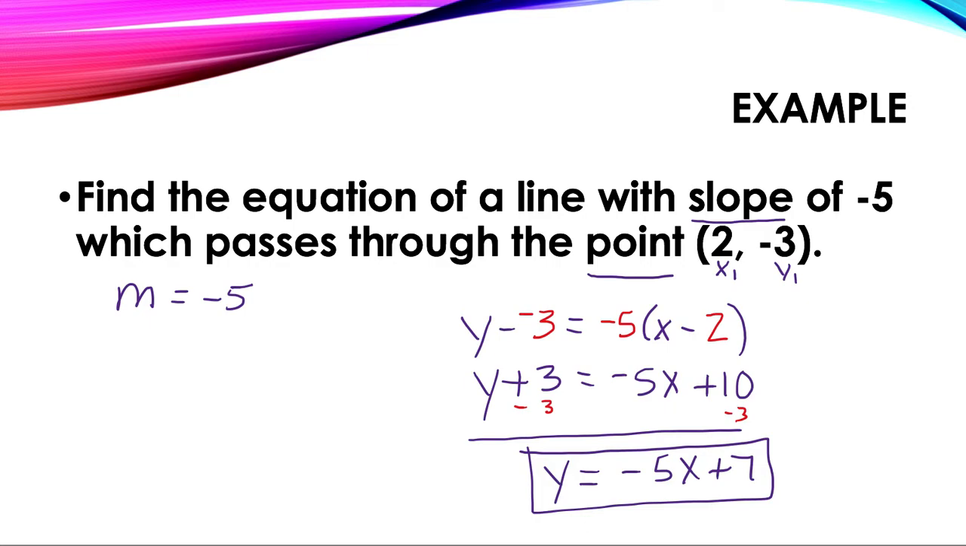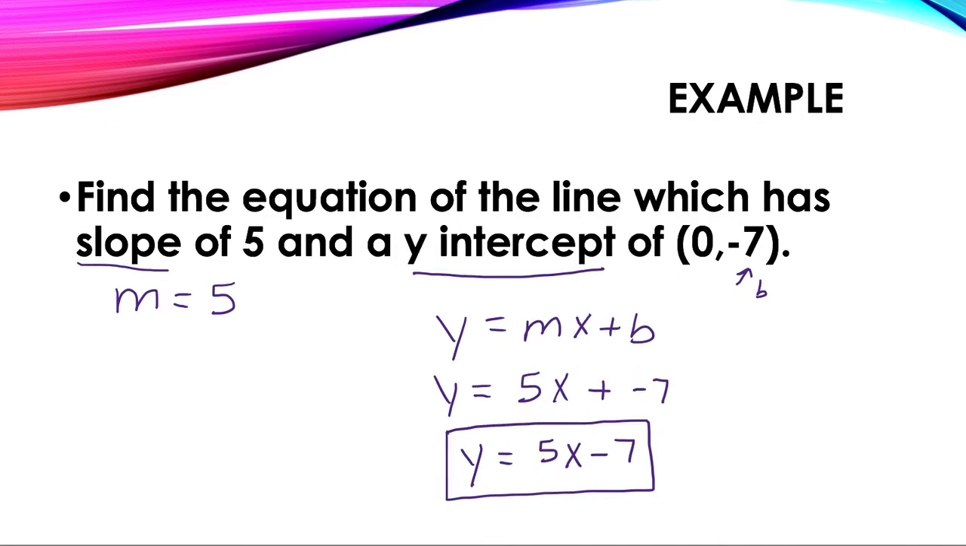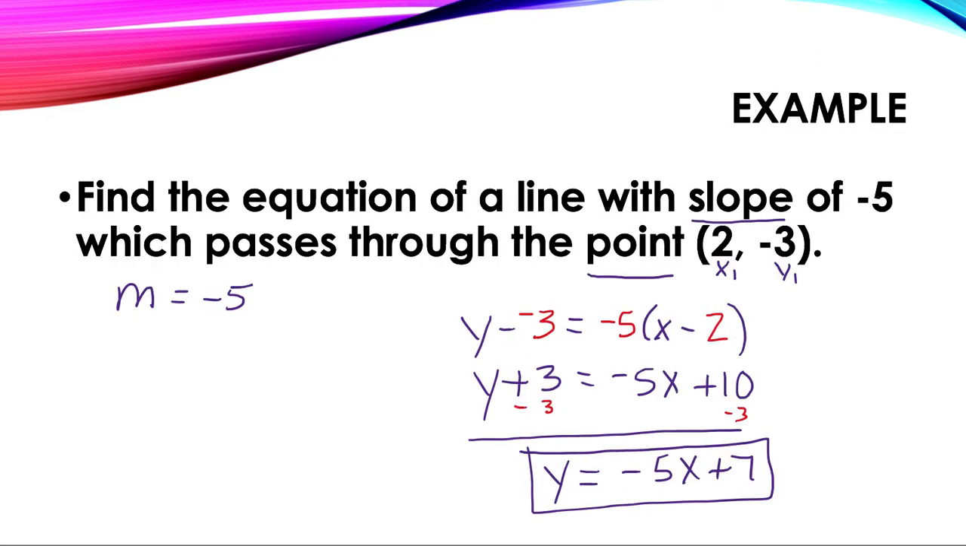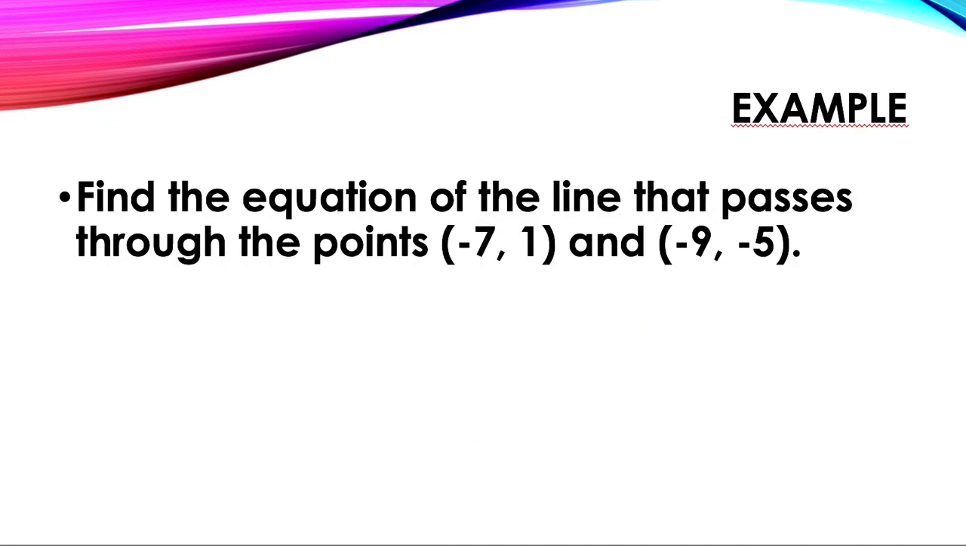Now, these first two problems are fairly straightforward in that they give you exactly what you need. In our first example, we were given the slope and the intercept, therefore we used slope-intercept formula. In the second example, we were given the slope and a point, therefore we used point-slope. In our final example, note that we're given 2 points. Find the equation of a line that passes through the points (-7, 1) and (-9, -5).